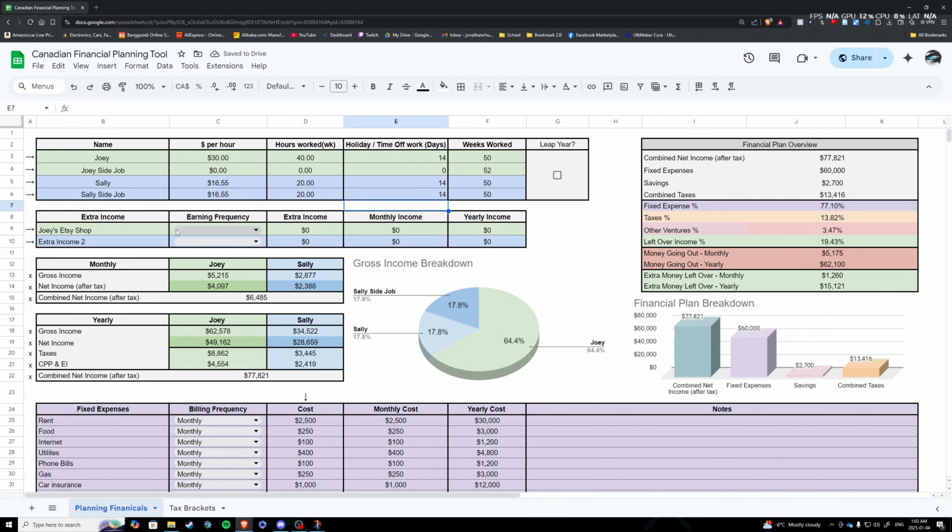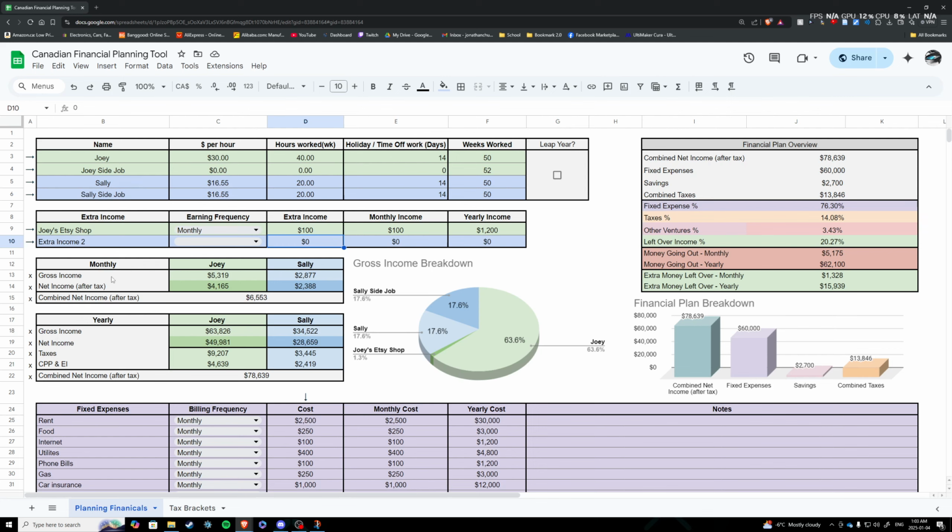Next we have our extra income. So if you have a side job or side hustle, like an Etsy shop, Joey's got an Etsy shop, and Joey's making on a monthly basis $100, so $100 a month. You can calculate your yearly income, so that's $1,200. And by looking at this graph here, we can see the breakdown percentage of who's making what, just for visual sake.